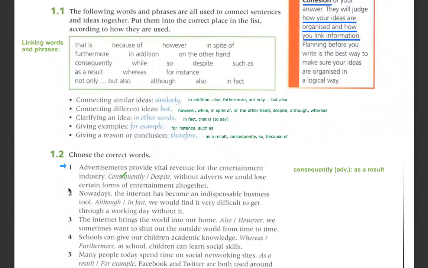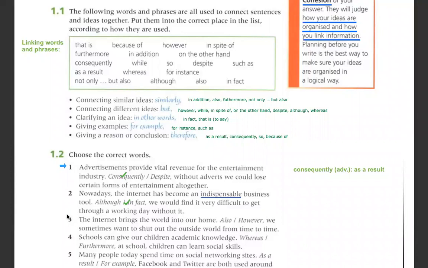So nowadays, the internet has become an indispensable business tool. That means we can't do without it. We would find it very difficult to get through a working day without it. So the word indispensable means that we can't do without it. So this idea, it's difficult to get through a working day without it, is not a different idea. It's the same idea. So what they're doing is clarifying this idea of indispensable, meaning that it would be difficult to do without it.